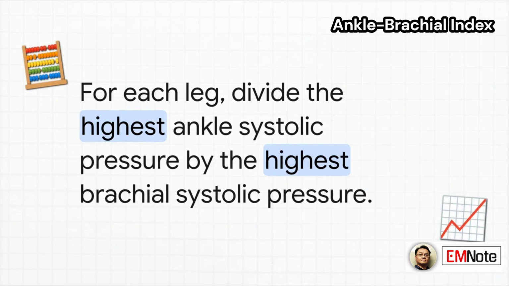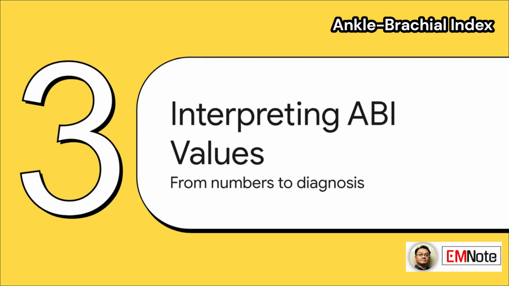Now for the calculation. To get the ABI for each leg, you take the highest systolic pressure from that ankle and divide it by the single highest systolic pressure from either of the brachial arteries. It's important to use the highest brachial pressure to avoid a falsely low ABI, which can happen with subclavian stenosis. So, you have your numbers.